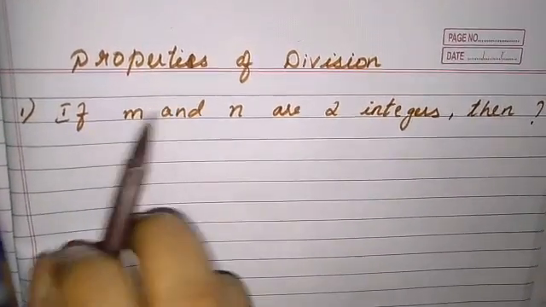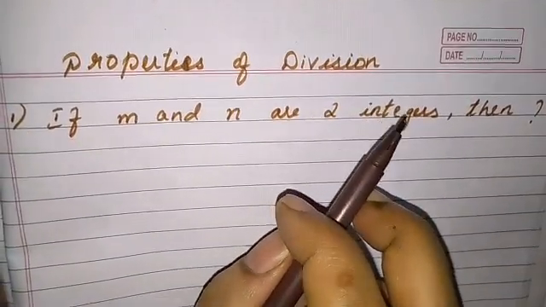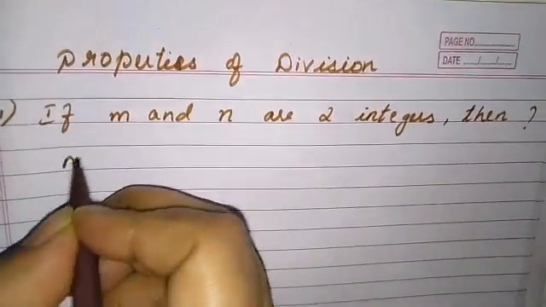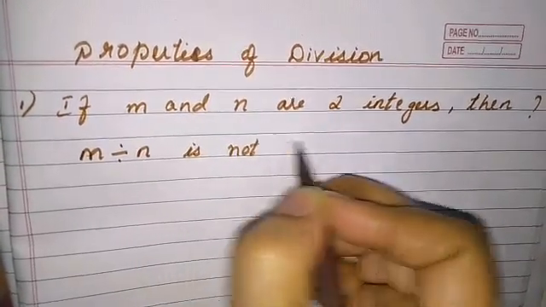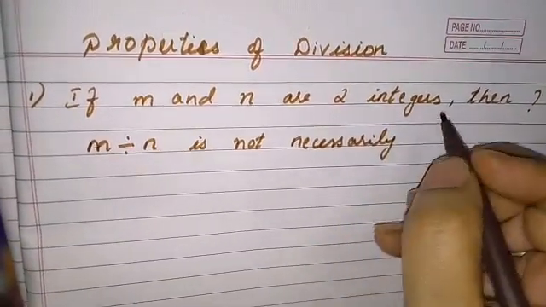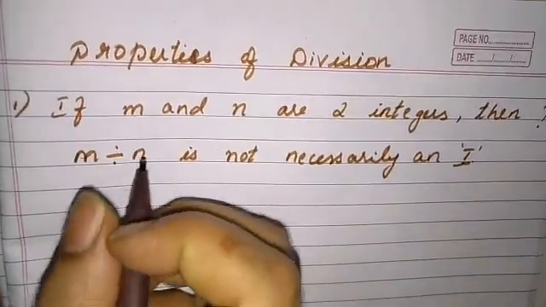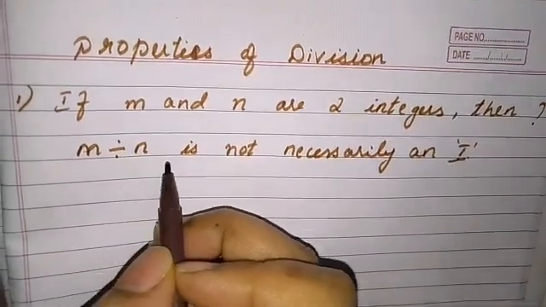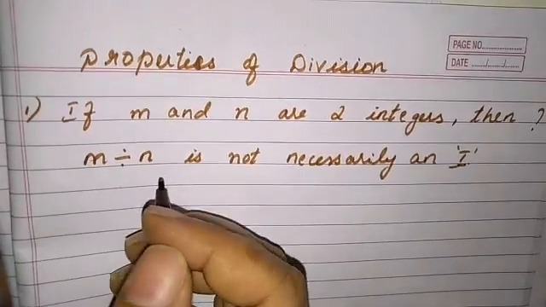The first property being, if m and n are 2 integers, then what? Then m divided by n is not necessarily an integer. So this is your first property. The property here says, if m and n are 2 integers, then m divided by n is not necessarily an integer. Let us try to understand by using some examples.